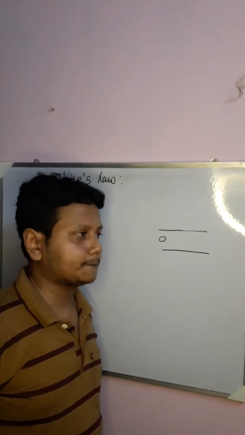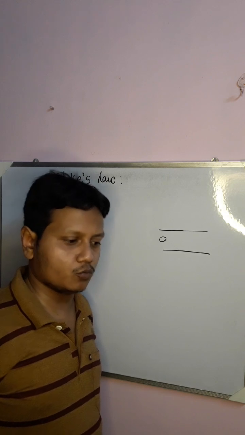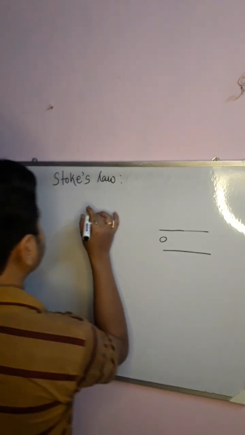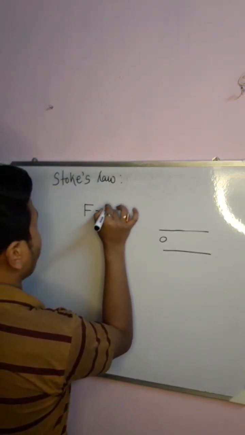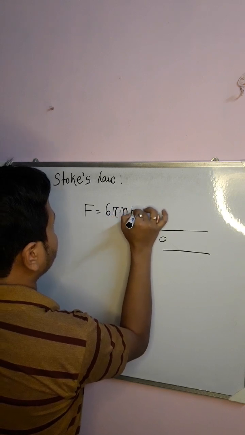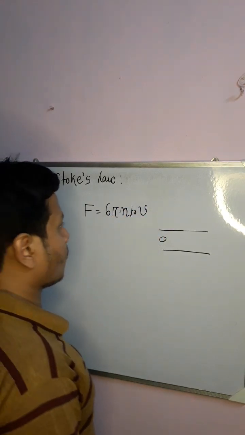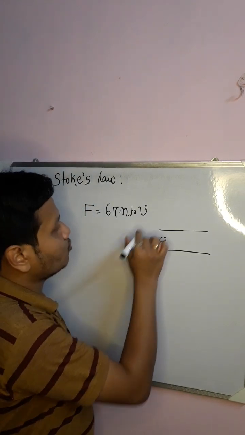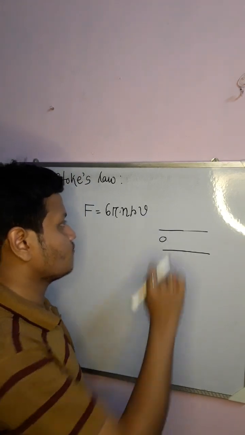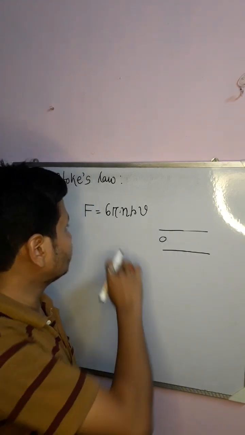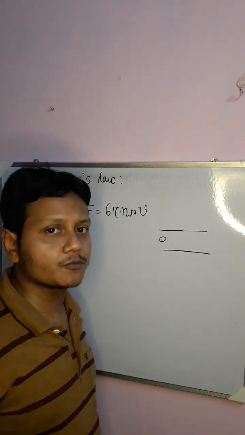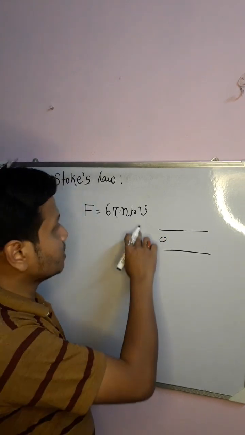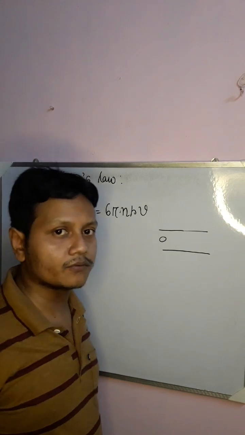Now this law states that if an object of radius r is moving slowly through a homogeneous viscous liquid of viscosity eta, then the viscous force exerted upon the sphere is 6 pi eta r v, where v is the velocity of the object, r is the radius of the object, and eta is the coefficient of viscosity.